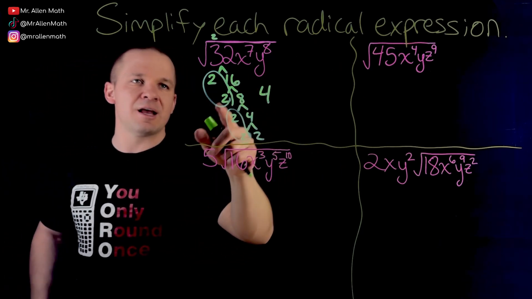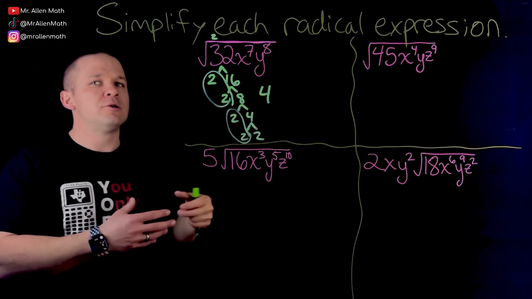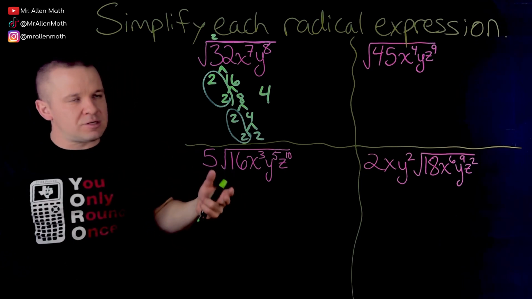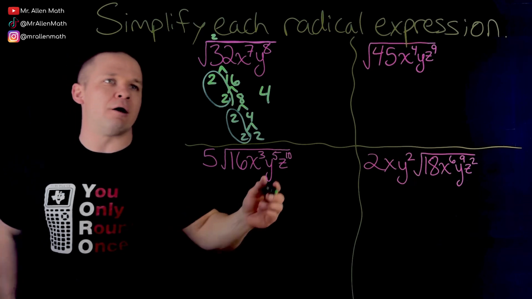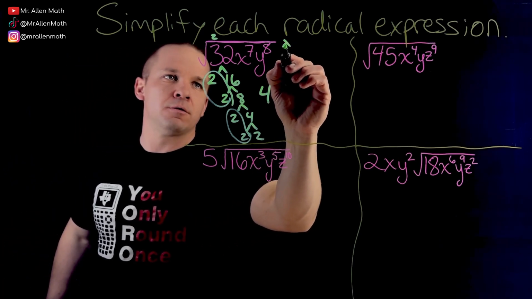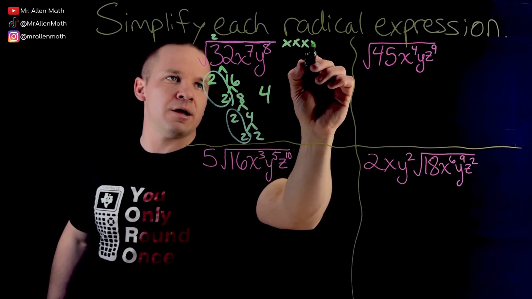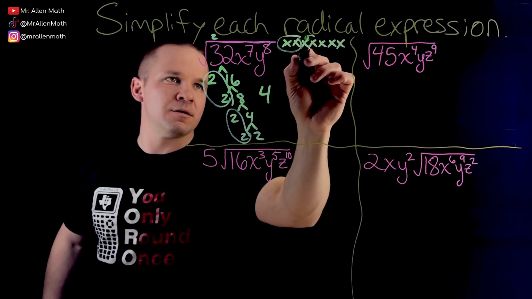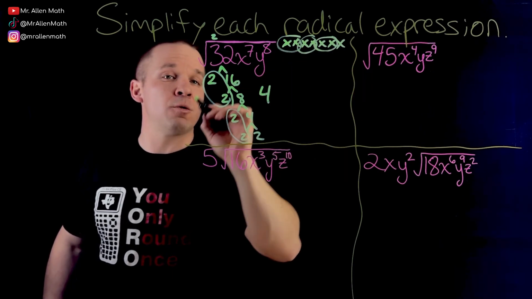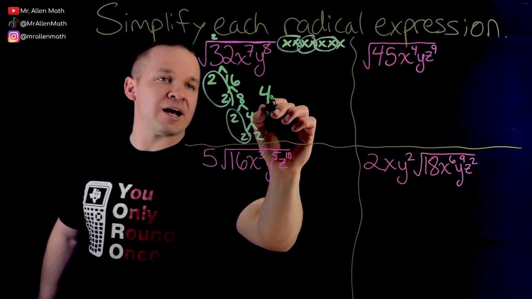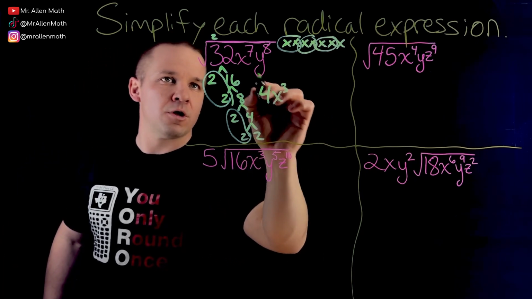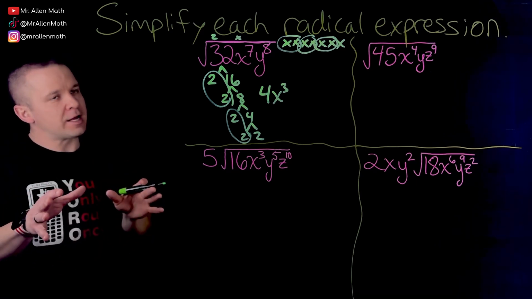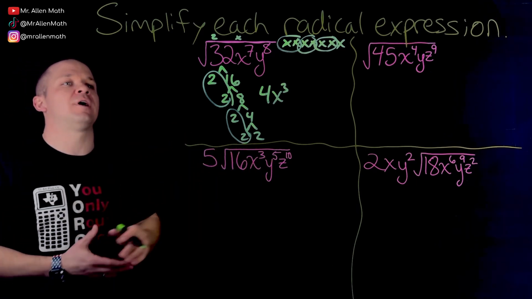Now my x's. I have x to the 7th power. So how many pairs of x's can I take out? Well, at the start, if it helps, you can write them all out. I'll write out 7 x's. We got 1, 2, 3, 4, 5, 6, 7. I got a pair, 2, 3 pairs, and 1 left over. So I'll have x to the 3rd power with an x left over. And I'll jot my little x up there, all tiny, but I can see it, and I'll remember to put that in the radical at the end.